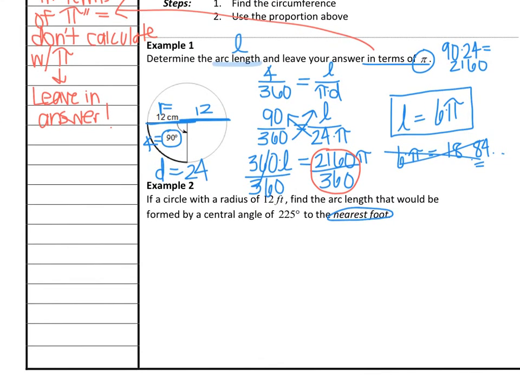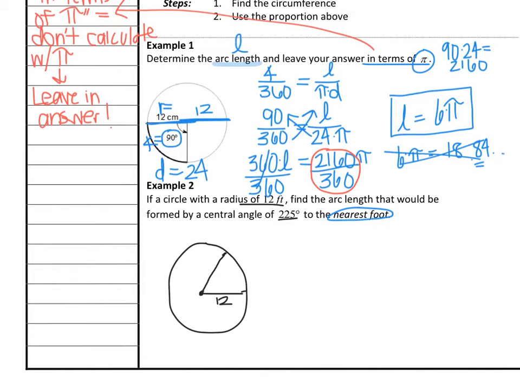All right, example number 2. There's no picture, so it is helpful to draw a picture when they don't give you one. So let's go ahead and start here. If a circle with a radius of 12, so I'm going to go ahead and draw a circle. And there's a center with a radius of 12, so you're only going halfway. Find the arc length that would be formed by a central angle of 225. Okay, so 225 is a pretty large arc. So I'm going to draw my piece of my pie there just like that, my sector.